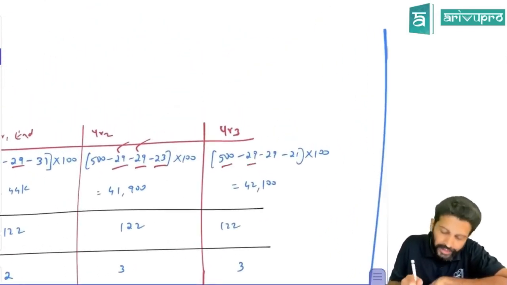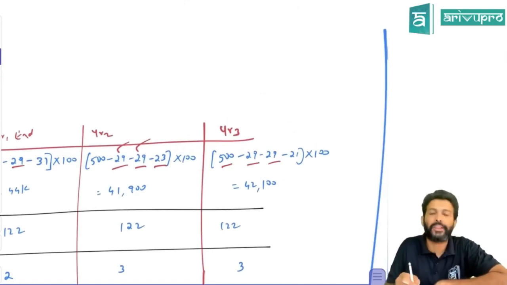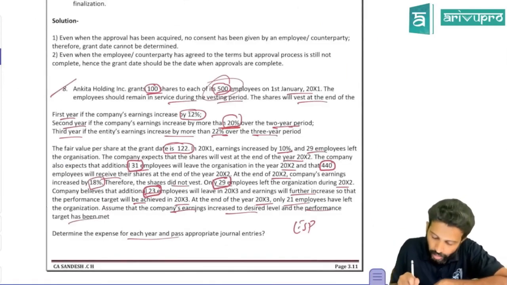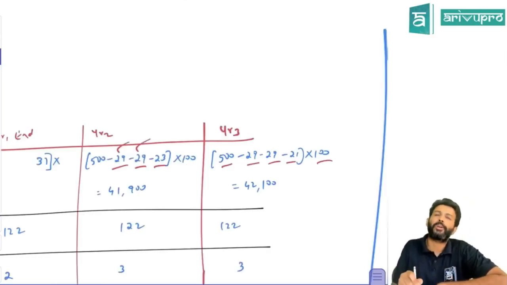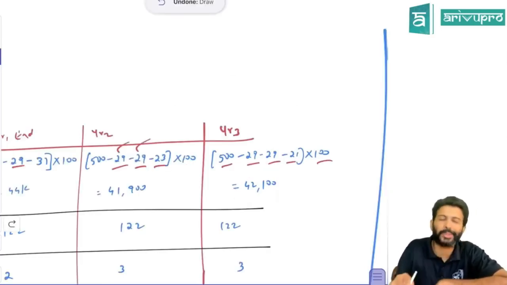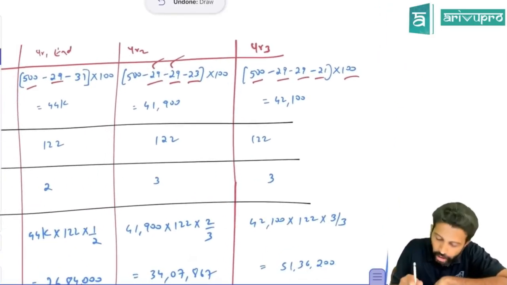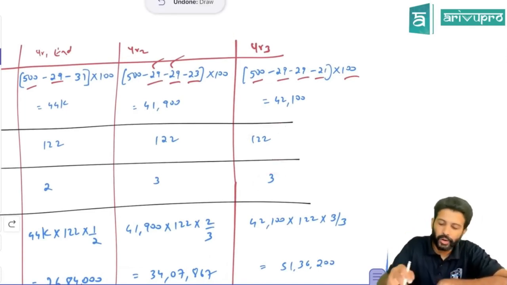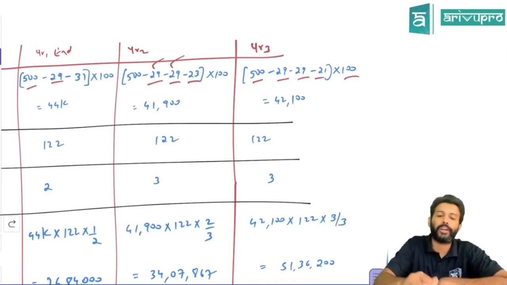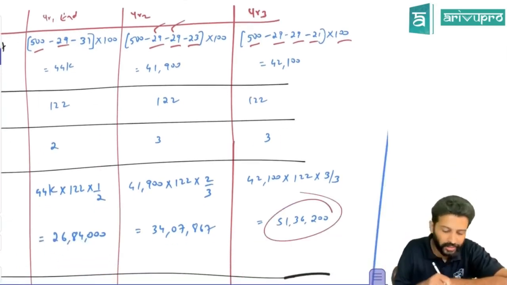500 employees, 29 employees left in first year, 29 left in second year. You are at third year end now. So how many employees left in third year? 21. So deduct that. And each employee is eligible to buy 100. So the total number of options expected to vest is 42,100. Loss per share is still 122. Now we are in third year. Was the target met? Yes. I mean, the actual vesting period is 3 years. So 42,100 is the number of shares expected to vest, and the loss of one share is 122. So the total loss is 51,36,200.